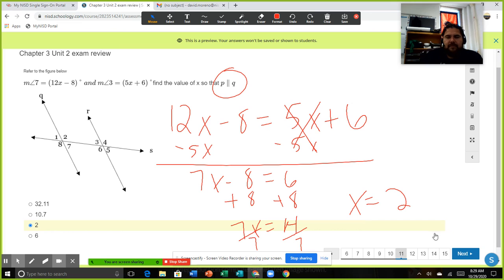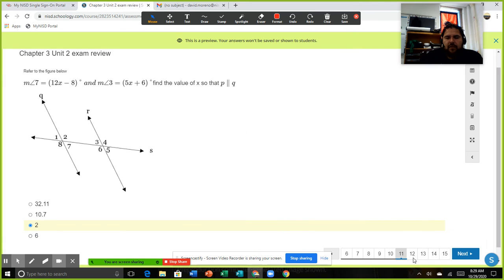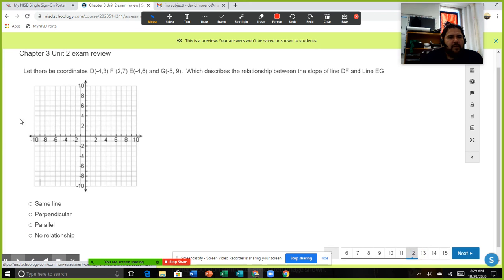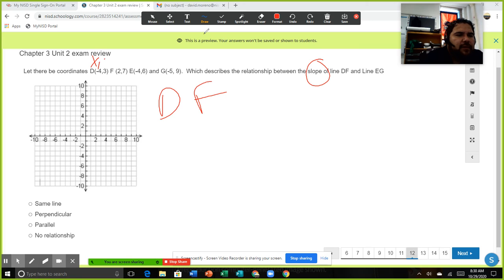All right. Almost done, guys. Question 12. Okay, let there be coordinates D, F, E, and G, right? And we can see the point values, which describe the relationship between the slopes. So we're talking about slope here, right? Slope of DF and EG. So let's look at DF. DF: negative 4, 3, 2, 7. So label your points, as always, x1, y1, x2, y2. And we're going to use our slope formula, which is m equals y2 minus y1 over x2 minus x1, right?